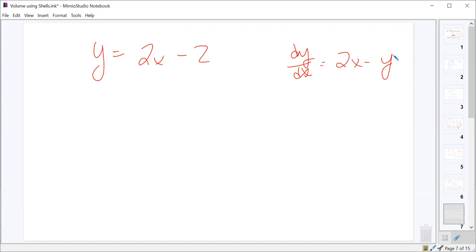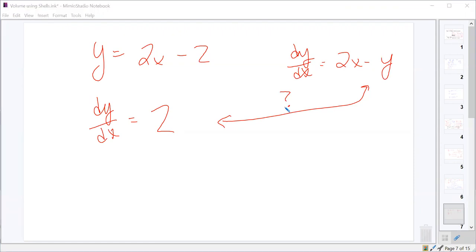That doesn't really seem like that makes sense, does it? Because what's dy/dx? If I take the derivative of 2x minus 2, it is 2. Well, 2 is not 2x minus y, is it? That seems weird, doesn't it?